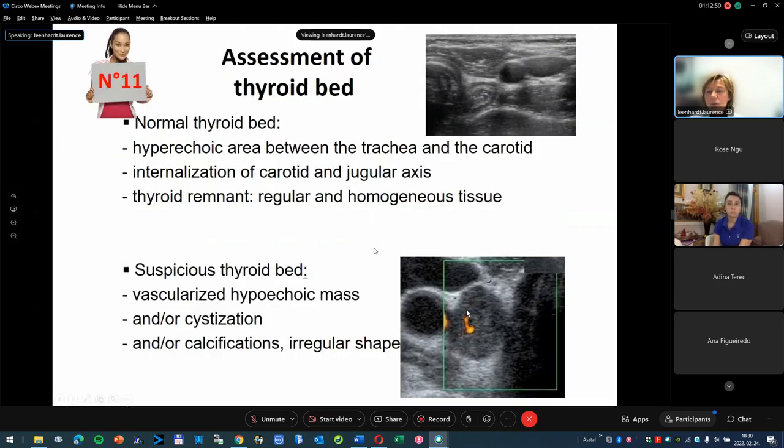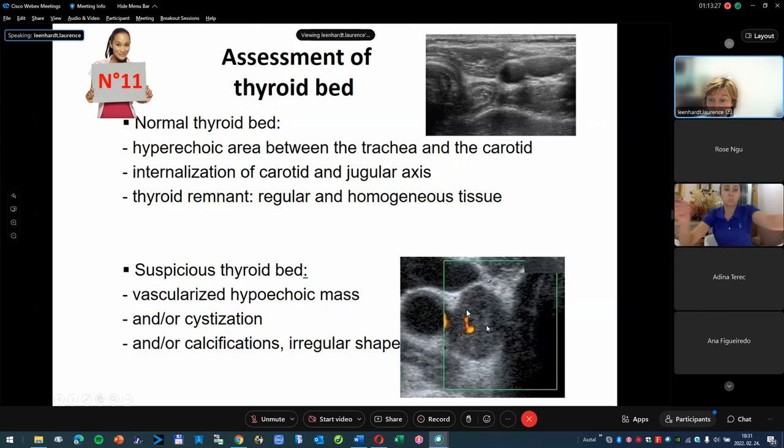Now, let us move on to the assessment of the thyroid bed. You can see here a pitfall, which is the esophagus, and here you can see the thyroid bed that is perfectly normal, the carotid and the jugular, and you can see the muscles are here. And you can have this hyperechoic area, but you can also, especially on the right side, see the carotid close to the trachea, that is the internalization of the carotid and jugular axis.